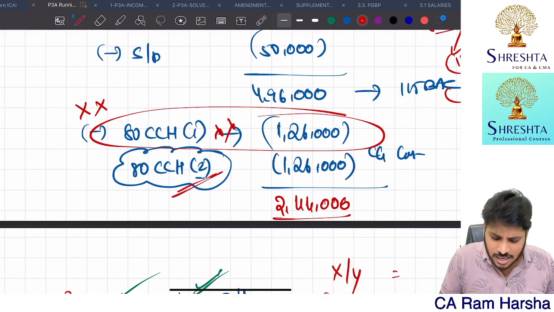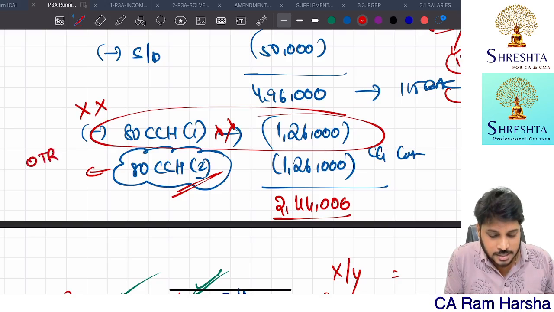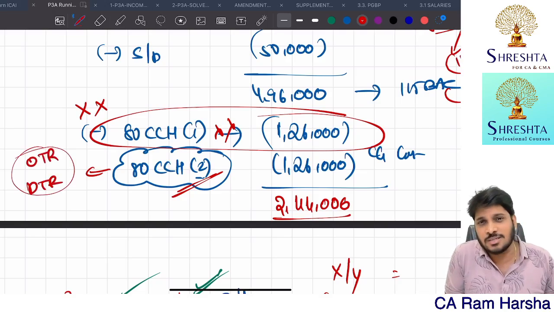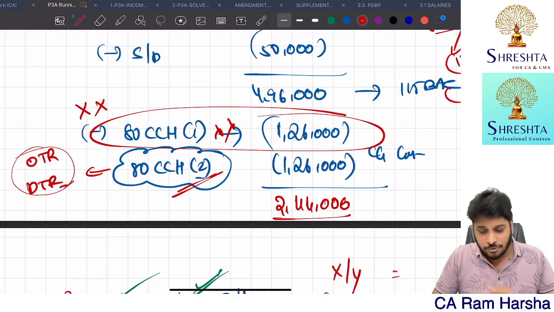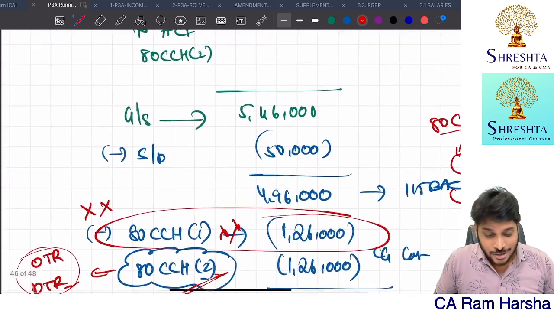But you can still claim subsection 2 deduction. Subsection 2 you will get. Whether you go with the optional tax regime or the default tax regime, doesn't matter. You will get deduction for subsection 2. And one more important twist.